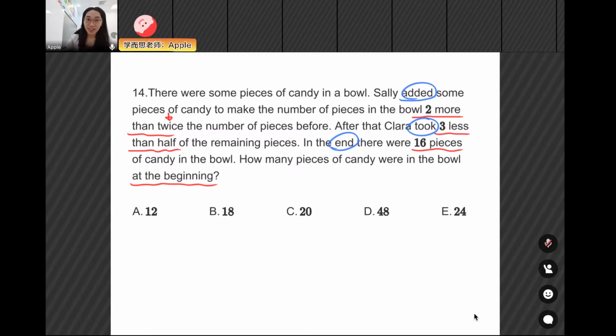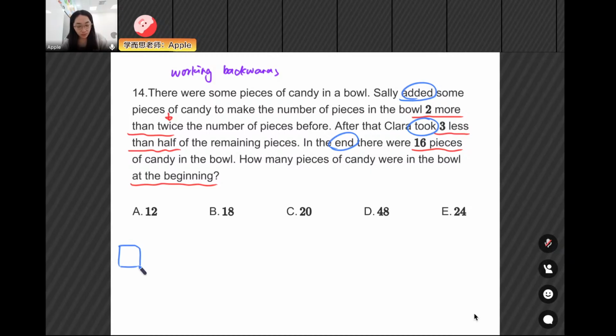Well, here you see that we know the process. A child added some candies. A child took out some candies. And also we know that in the end, how many candies are left? We try to figure out the beginning. So what kind of question is this? That is called working backwards. For working backwards, you always know the process and the ending, but you don't know what the beginning is. Then following this, let's try to draw out the train diagram.